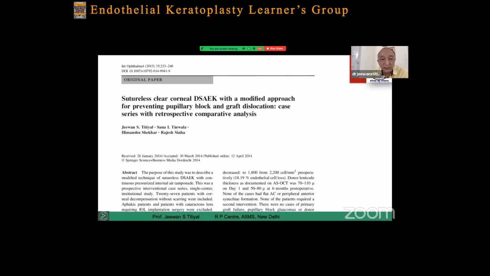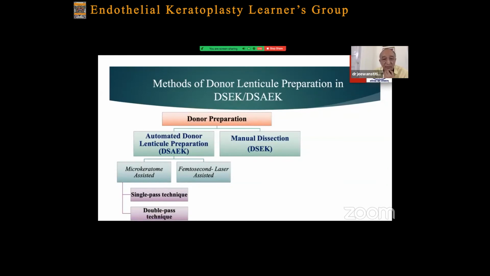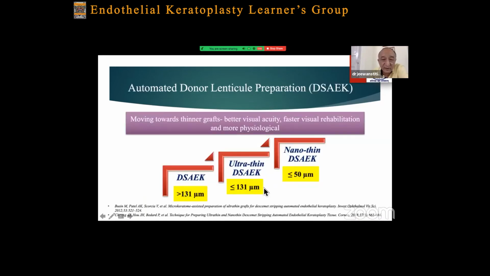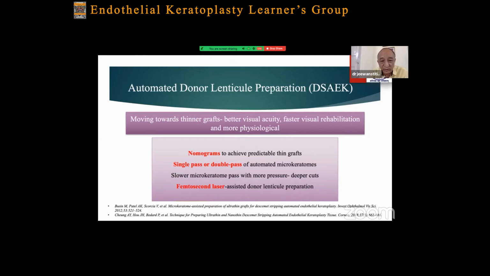A similar technique we also described to decrease the problems. But change happened in terms of getting a good dissection of donor lenticule in DSEK surgeries. Microkeratome and femtosecond were used to get a thin lenticule in these cases. Apart from talking about ultra-thin DSEK, which is a very popular method, now people talk about nano-thin DSEK lenticule, which is less than 50 microns. Maybe this will have a better visual outcome as compared to DMEK or be equal to DMEK also.